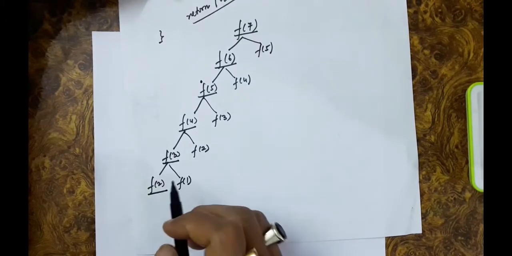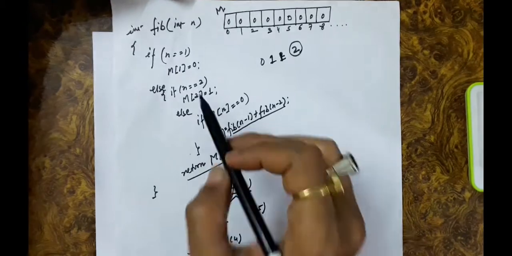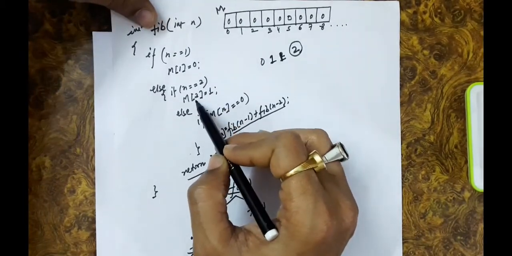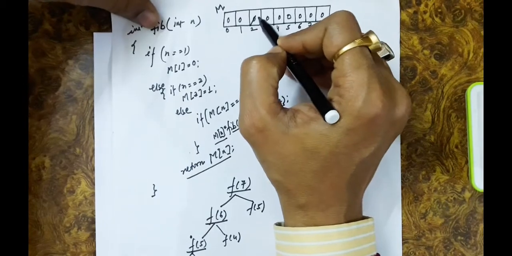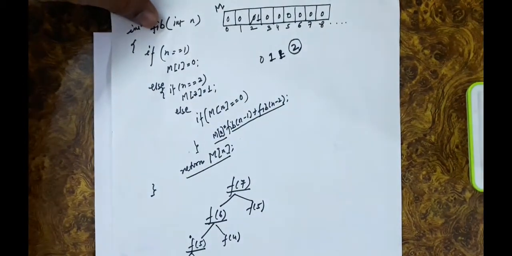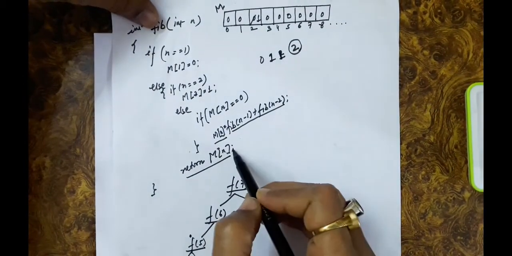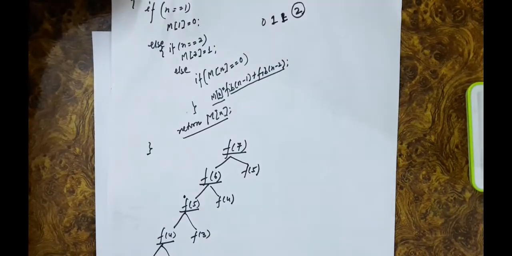So f2, n is 2. That means the base condition. This is setting up the value of m2 as 1. Now it will return m2. So the value of f2 has been found. We're now making the call of f1.